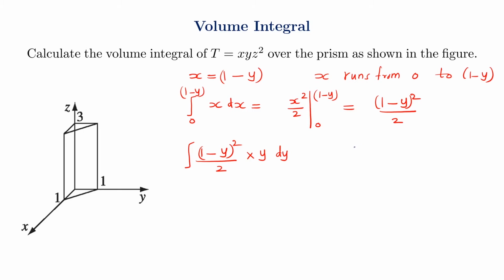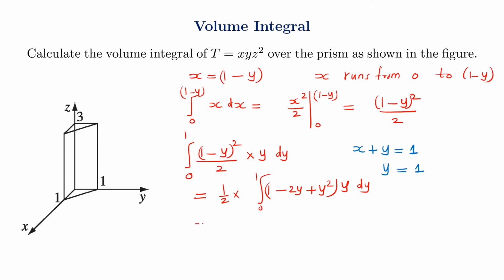The equation for the sloping surface that we have written was x plus y equal to 1, and in this case this becomes y equal to 1. Therefore, we conclude that the integration limit of y runs from 0 to 1. So this is equal to 1 by 2 times (1 minus 2y plus y square) y dy from 0 to 1, which is equal to 1 by 2 times the integral from 0 to 1 of (y minus 2y square plus y cube) dy.